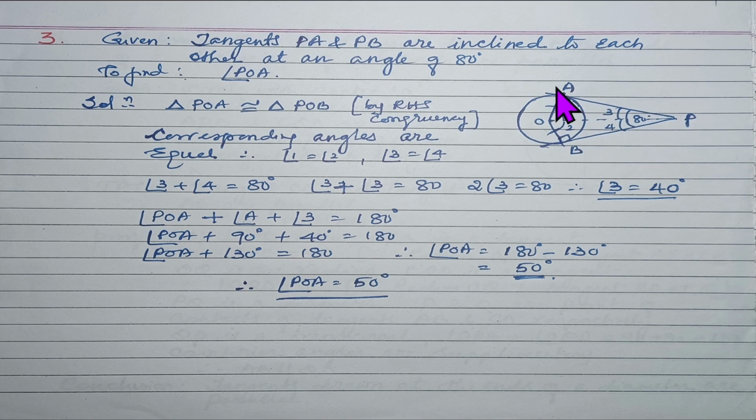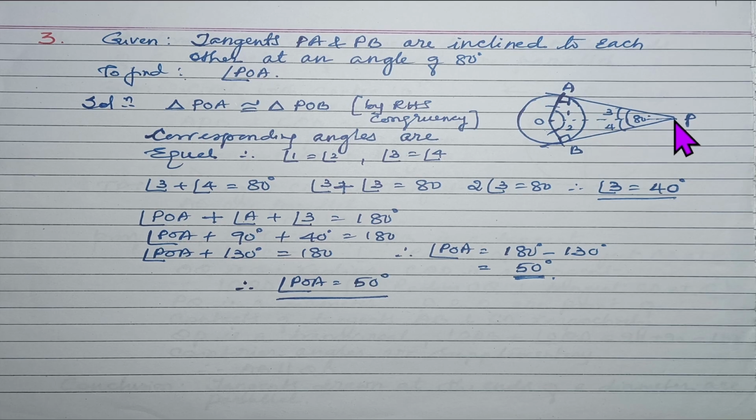If you draw the figure, P is the exterior point, PA is the tangent, PB is the tangent, PO is the line joining the exterior point to the center, and angle OAP is 90 degrees, angle OBP is 90 degrees because the radius and the tangent at the point of contact are perpendicular to each other. So we have two triangles here, that is triangles POA and POB, and by RHS congruency these two triangles are congruent because of the 90 degrees, radius and radius are equal, and OP is common to both.